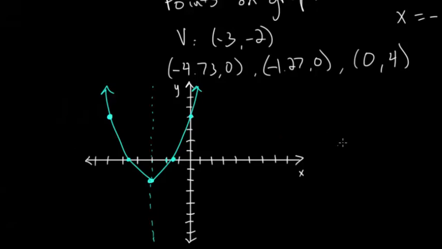But when you're doing this on paper, you really should try and be as accurate as possible by drawing the vertex and the intercepts.